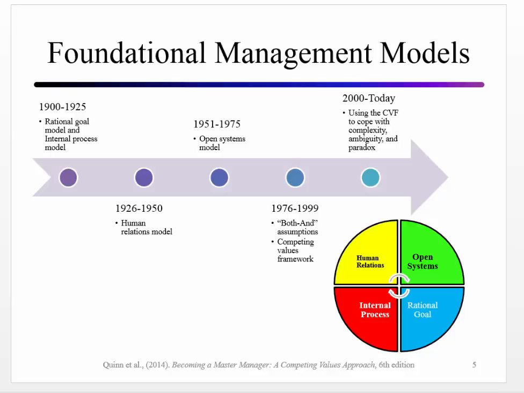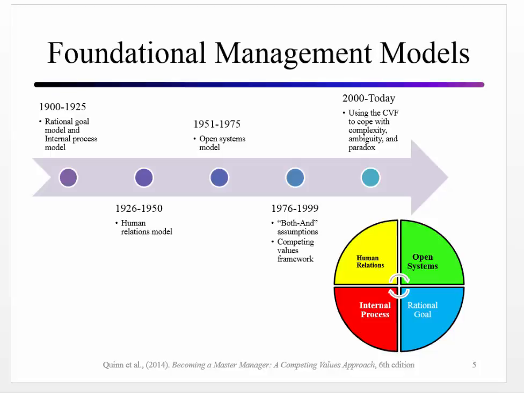1976 to 1999, you have both and assumptions being applied to management, and you have the development of the model that we're primarily concerned with, the competing values framework. And then we have 2000 to today, where using and applying the CVF to cope with complexity, ambiguity and paradox is a really important tool to help us understand how to do our jobs as managers in a better way. So let's talk about these models individually now.